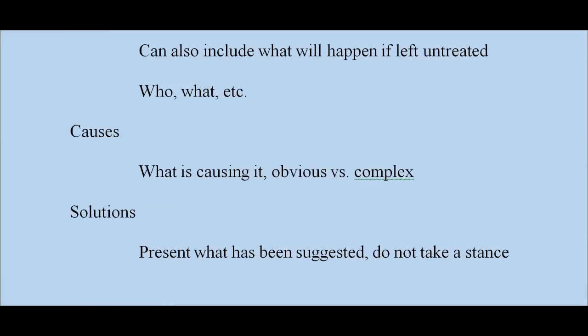And then solutions. Present what has been suggested, but do not take a stance. Remember, this is not a persuasive essay. And this is the part where some students trip up because they are so passionate that they feel the need to make a position, take a stance on it, but you need to not do that. You are merely highlighting the unseen injustice, the problem, talking about the causes, and then presenting solutions that have been put out there, but you are not to try to persuade us to do those things, right? You are presenting it in an informative way, just like in the urban legend essay.